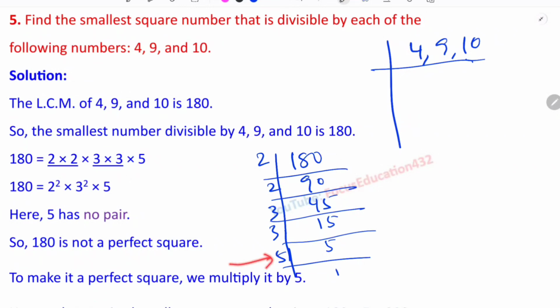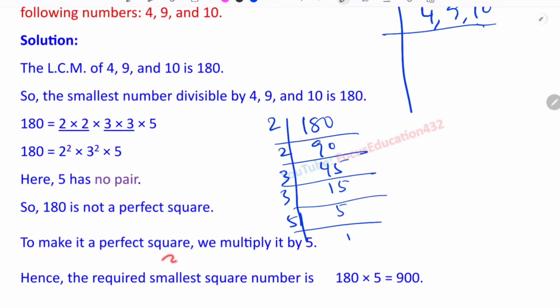That means it is not a perfect square. If you are not getting pairs, then 180 is not a perfect square, right? Because the factors of 180 are a pair of 2, a pair of 3 and a single 5. If you get any single number without a pair, that means this number 180 is not a perfect square. So here 5 has no pair, so 180 is not a perfect square. That is what I have written here.